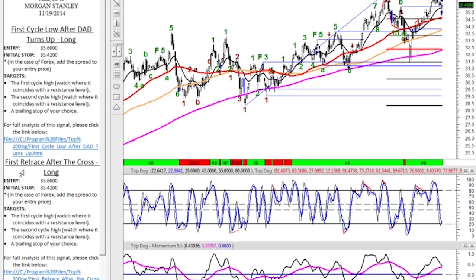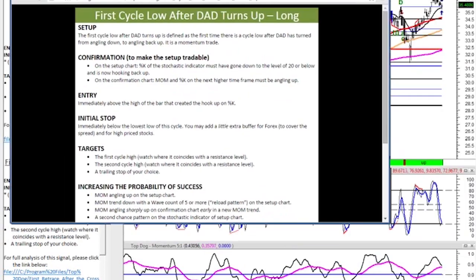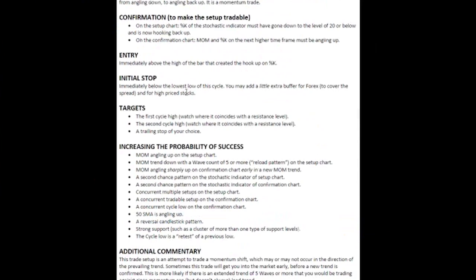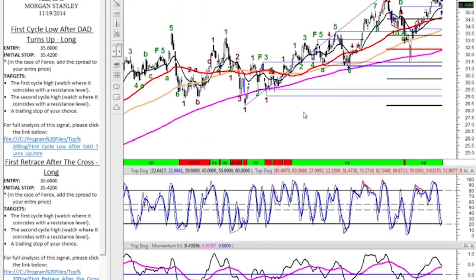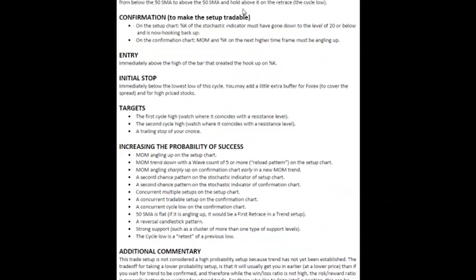Again, if we want to get further analysis on either one of these patterns, we just double click on it, and that easily you're going to have the additional commentary, and it'll tell you a little bit about the first cycle after the dog turns up and stuff like that. Let me go ahead and click on the next one. I'll show you that one real quick. Again, not easily, because you're learning about these setups.